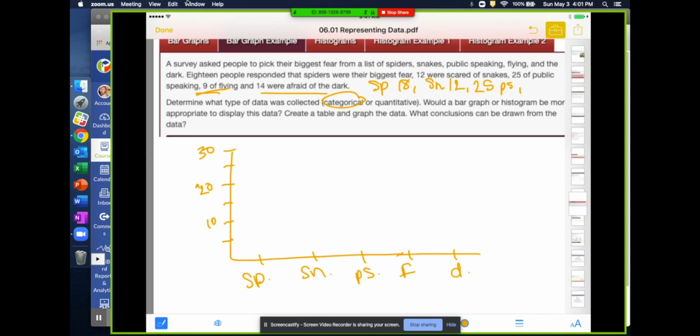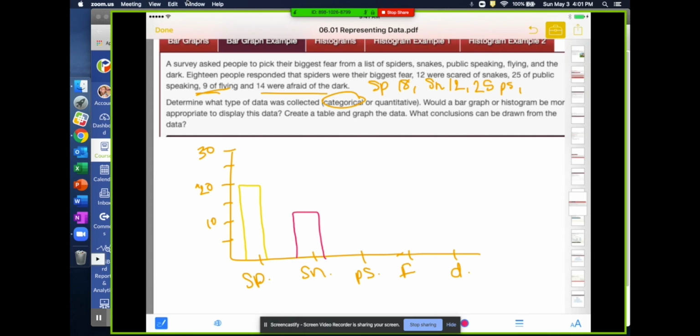Then what I'm going to do is draw essentially a bar going from the bottom, 0, up until the frequency at which it occurs. So for spider, I'm going to go up to about 20, and this isn't going to be perfect because I'm doing it freehand. I don't really have graph paper. It would be a lot better if it was on graph paper.